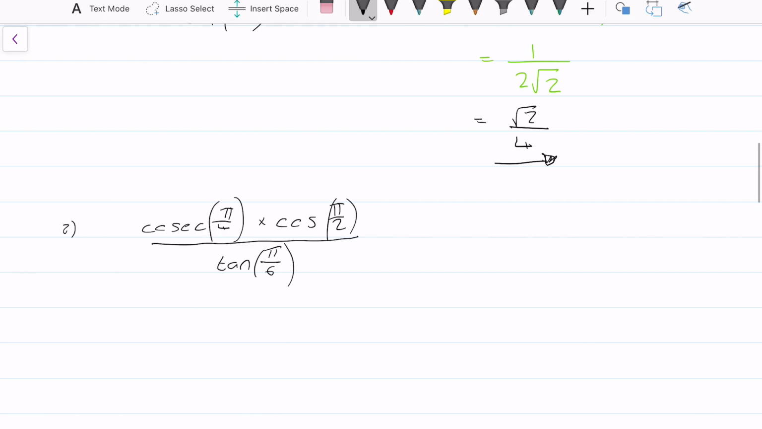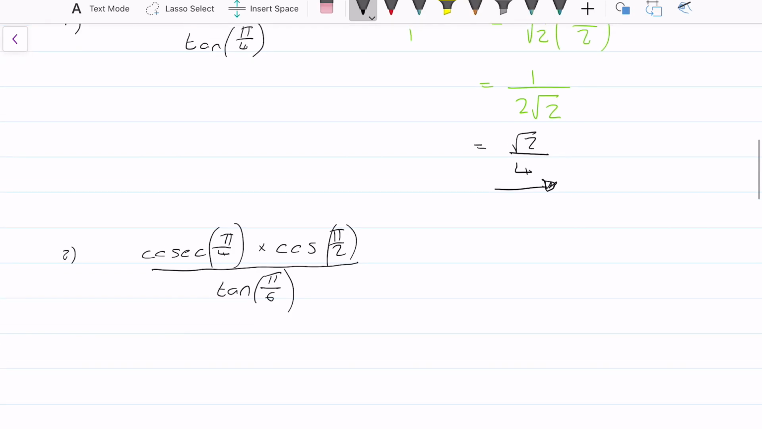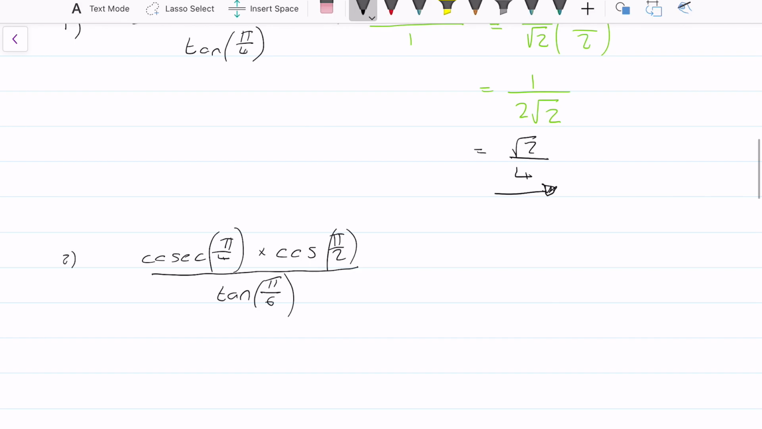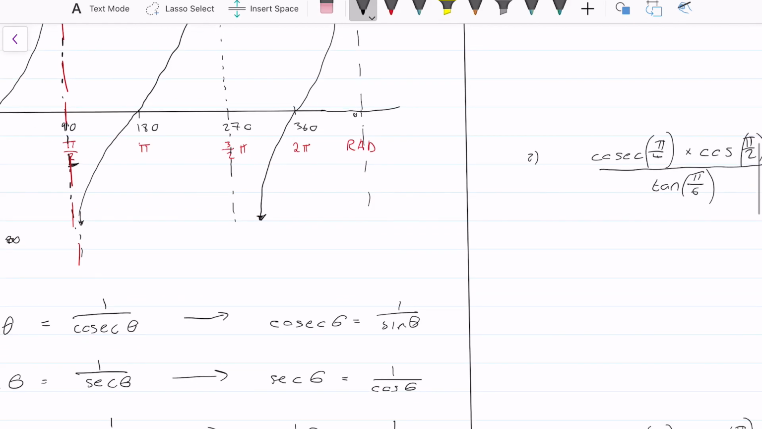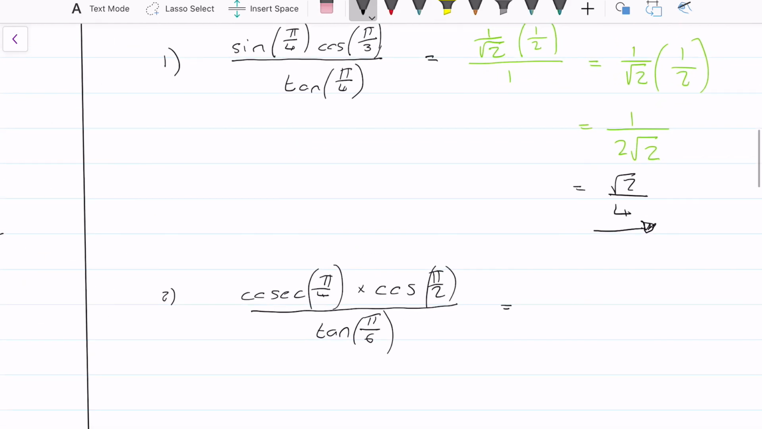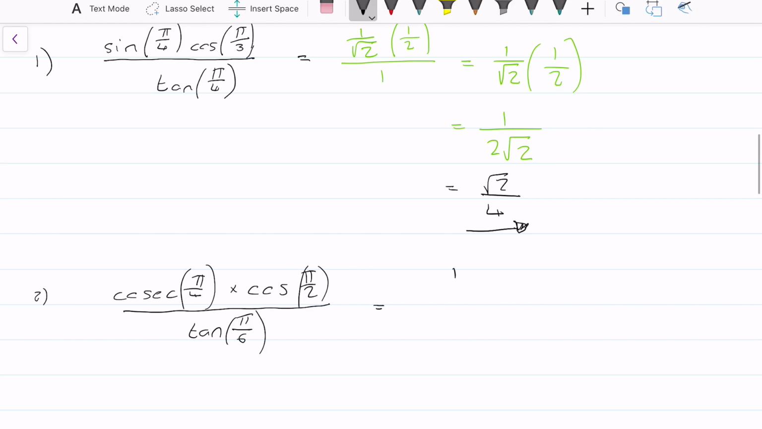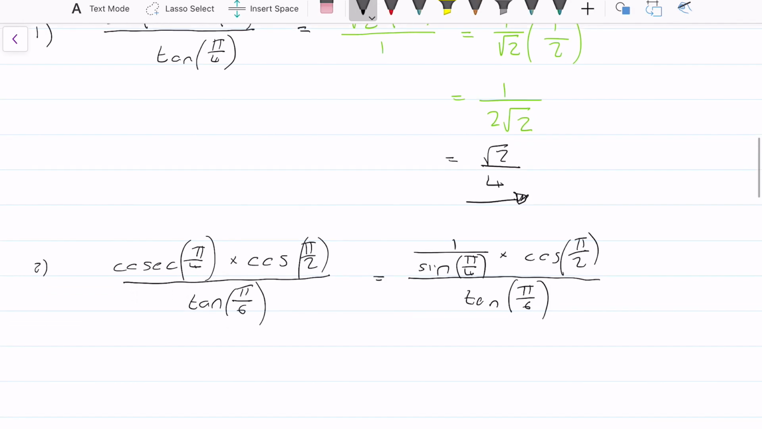So now we've got cosec pi over 4 times cos pi over 2, divided by tan pi over 6. So the first thing we need to do is get rid of this cosec. How do we do that? Cosec is, let's see if we have it here, there we go, 1 over sine. So we write it like that: 1 over sine pi over 4 times cos pi over 2 divided by tan pi over 6.